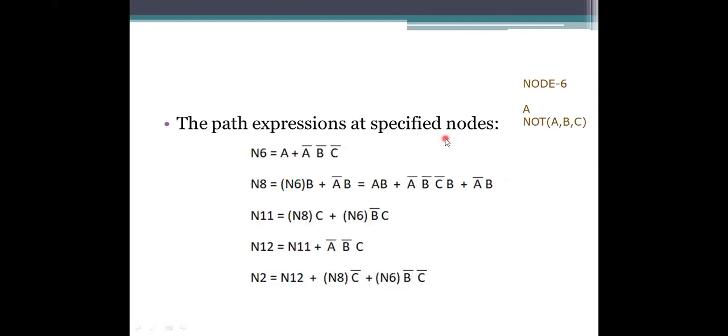See here, what is the path? A. And the next path is not A, B, C. That is A bar, B bar, C bar. Both are being considered as parallel paths. Parallel paths means we need to provide the summation here. So here N6 is equal to the first path A plus the second path, which is considered as not A, B, C. Here we can write the bar symbols, that's why I'm simply mentioning not ABC. So that is N6, node 6.